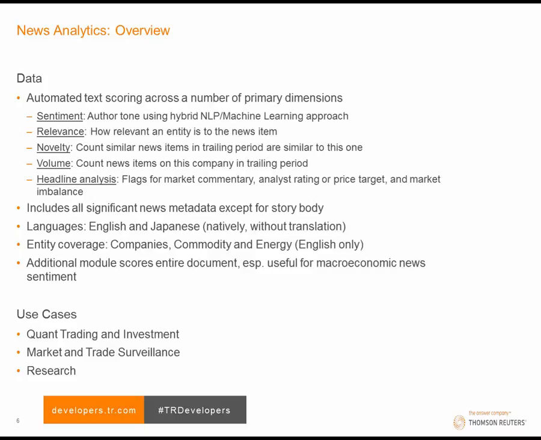The news analytics data itself includes all the significant news metadata except for the story body. It scores English and Japanese language natively. And in case you're wondering, the sentiment accuracy of our Japanese module far exceeds that of machine translating the Japanese into English and then scoring it in English. We cover companies and commodity energy topics. And we have an additional module that scores entire documents, which is especially useful for macroeconomic news sentiment.